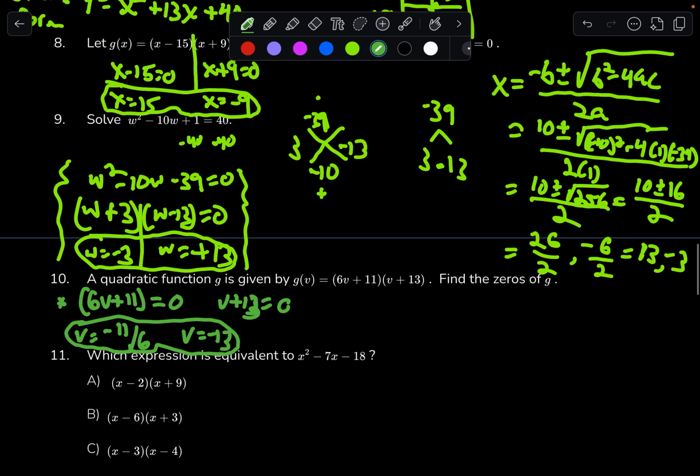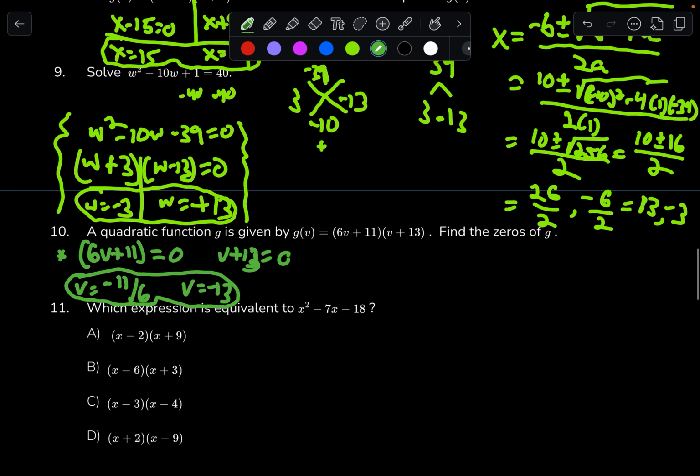Okay. Easy when it's given to you in factor form. You just set each factor equal to 0 and solve. Which expression is equivalent to x squared minus 7x minus 18? You've got two ways of handling this. You can either multiply out all of these, a, b, c, and d, or you can factor the trinomial.